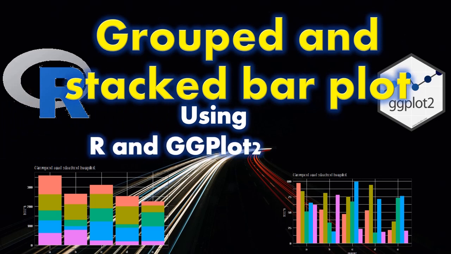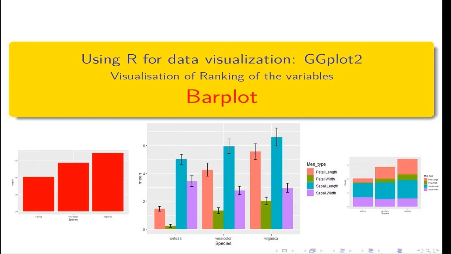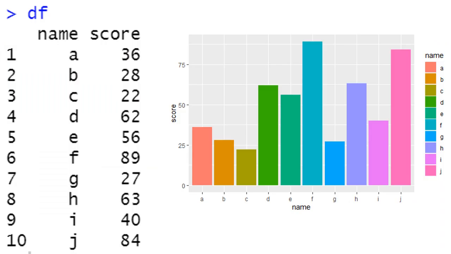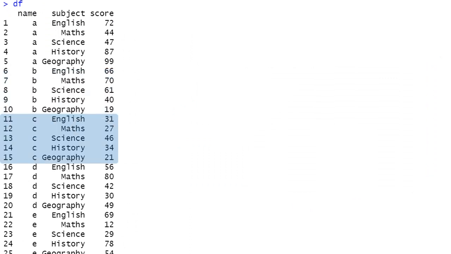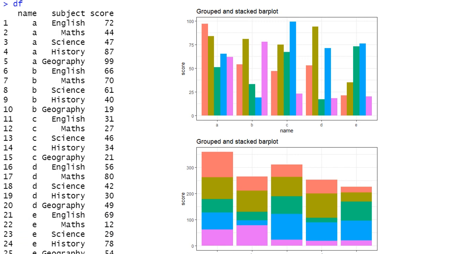In this session, we will visualize groups in data. This video is for grouped and stacked bar plot. This video can be considered as an extension to the video for bar plot. We know that bar plot is used to visualize a categorical and a numeric variable. When the data has groups and subgroups, those can be visualized and compared using grouped and stacked bar plot.